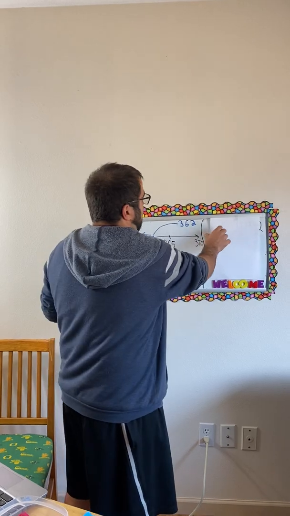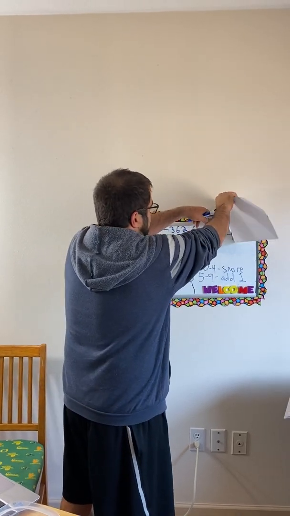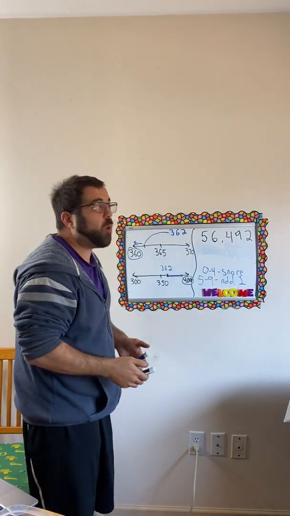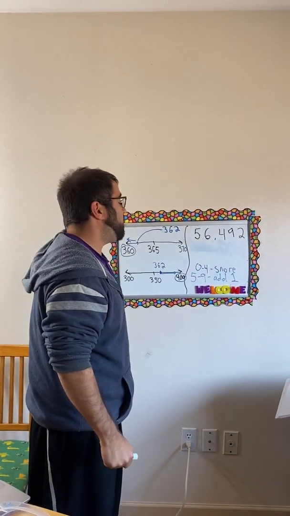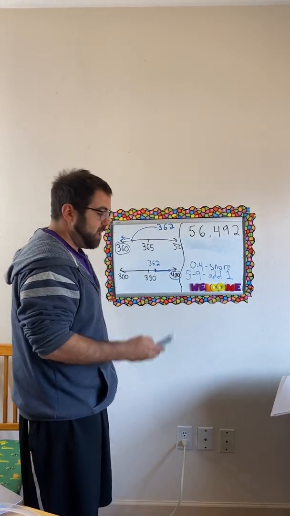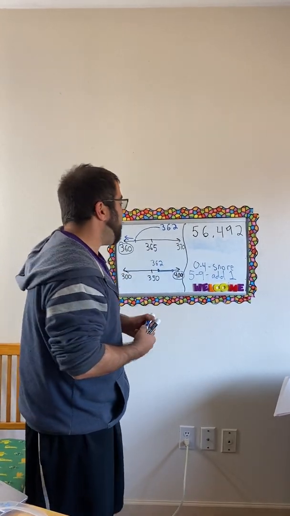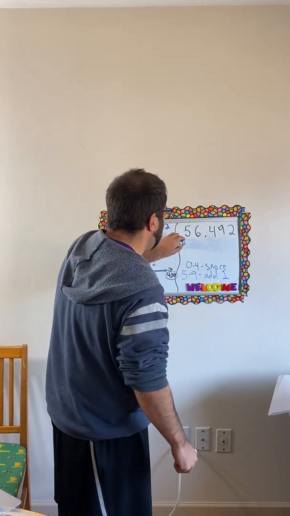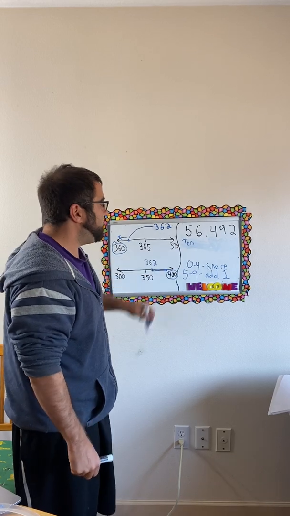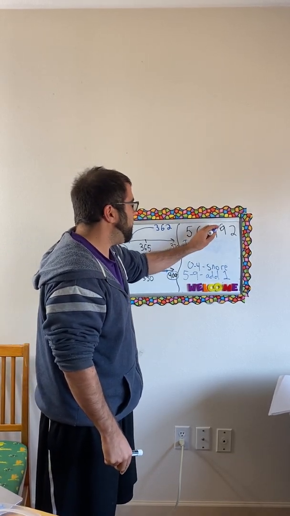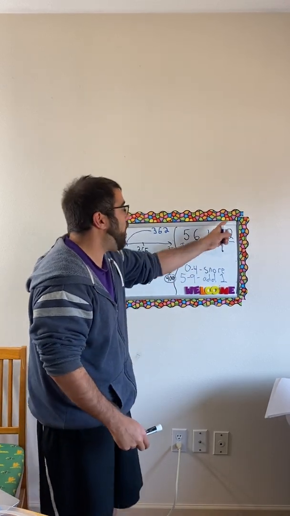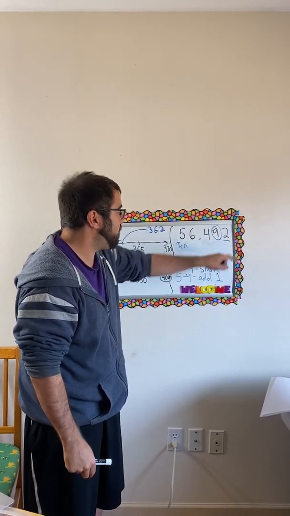The other way to round, you don't have to use a number line if the problem doesn't require it. This is a much bigger number. This is 56,492. I'm going to pretend that you're asked in this problem to round to the nearest 10. Without a number line, to round to the nearest 10, you circle the place that you're going to round to, and you underline the next place to the right. So the ones place we underline.